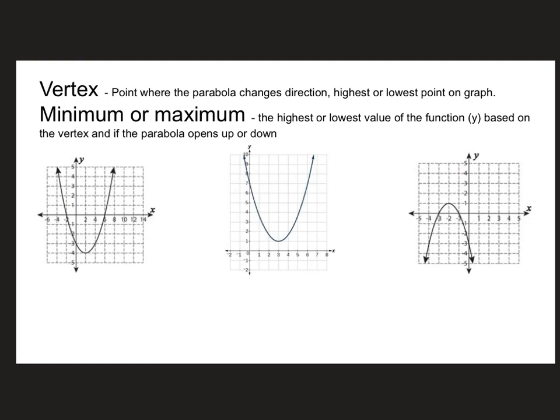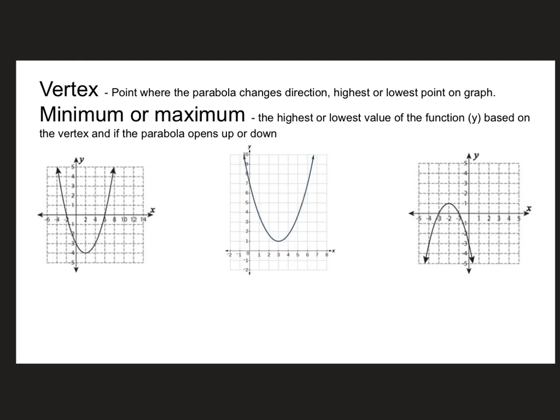So here we're going to look for the vertex, which is the point where the parabola changes direction. This is the highest or lowest point on the graph of the function. The minimum or the maximum is going to be the minimum value of the function or the maximum value of the function. So this will be either the highest or lowest part of the graph, and it depends on if it opens up or down.